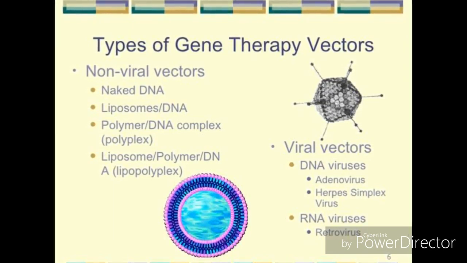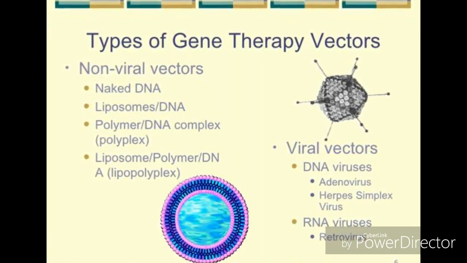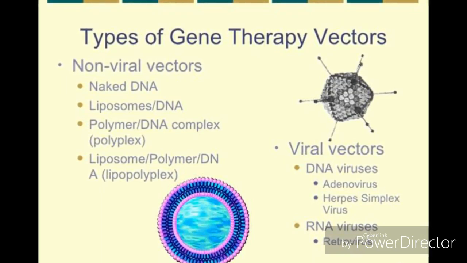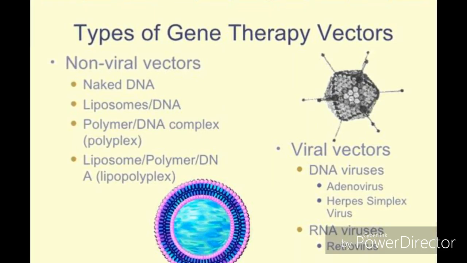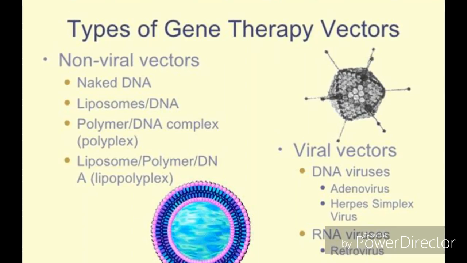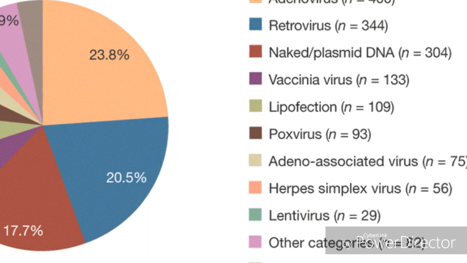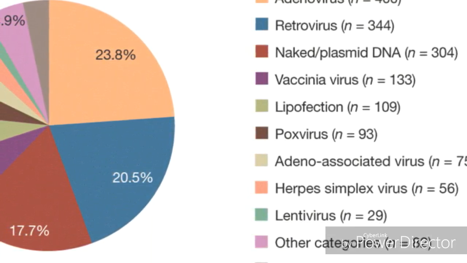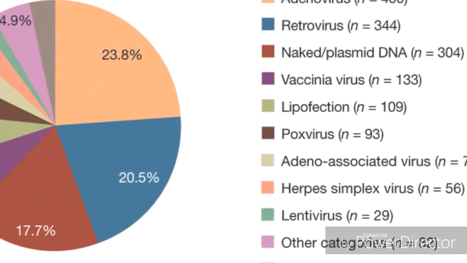Types of gene therapy vectors. Non-viral vectors: naked DNA, liposome DNA, polymer DNA complex, and liposome polymer DNA. And viral vectors. They have two types, DNA viruses and RNA viruses. DNA viruses include adenoviruses and herpes simplex viruses. RNA viruses include retrovirus. Viral vectors include retrovirus, lentivirus, adeno-associated virus, adenovirus, and herpes simplex virus. I will talk about the type and advantage of each one.